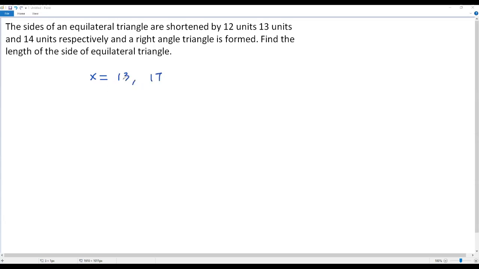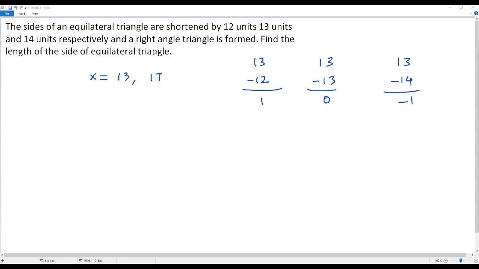Now let's verify the first value of x, that is 13. Let me write 13 three times because for a triangle we have 3 sides. According to the instruction, we have to shorten the sides of the equilateral triangle by 12, 13 and 14 units. Let me subtract 12 from the first side of the equilateral triangle, 13 from the second side, and 14 from the third side. So 13 minus 12 is just 1, and 13 minus 13 is 0, and 13 minus 14 is negative 1.